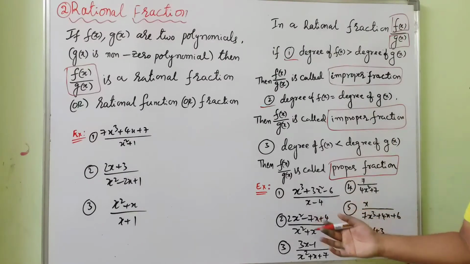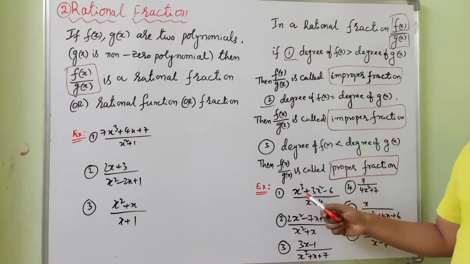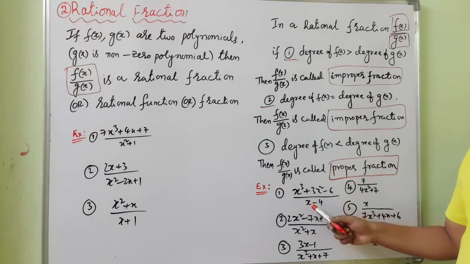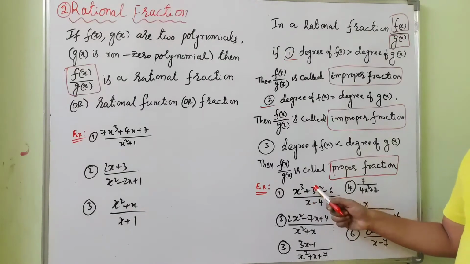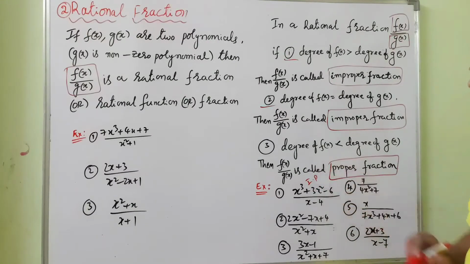Now let us discuss some examples. Please observe the first one. The degree of numerator is 3, degree of denominator is 1. So it is an improper fraction.